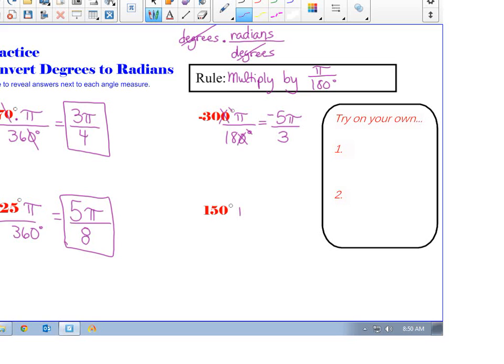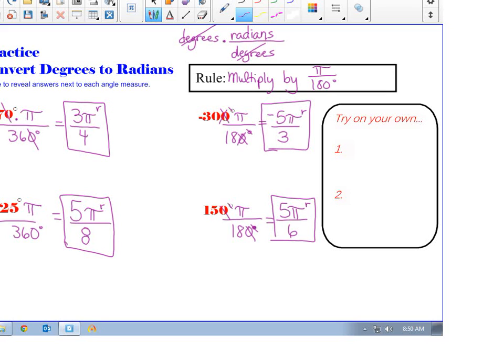150 degrees times pi divided by 180. Make sure you're going the right way, getting those degrees to cancel. Divide by 10, and then divide by 3. 5 pi over 6. You can put that little r there to signify that it's radians. Might help you keep things straight.